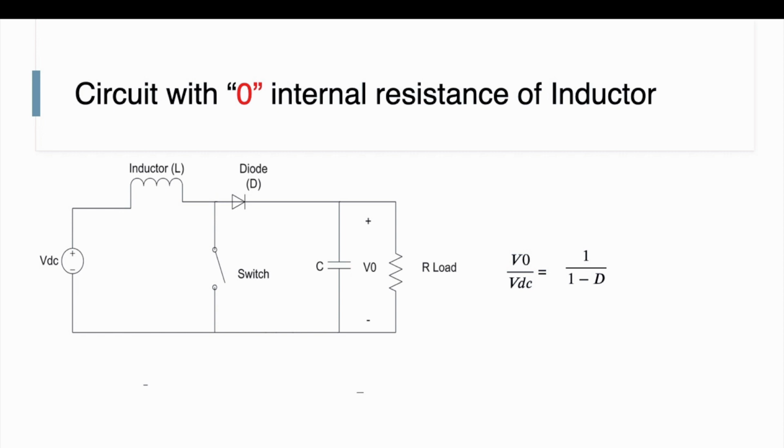If we analyze the transfer ratio at the endpoints of D, that is 0 and 1, we can point out the problem with this ratio. At D equals 0, V0 is equal to VDC. That looks fine. At D equals 1, V0 equals infinity, which is not at all feasible. We will plot this in MATLAB and verify the results in the next slide.